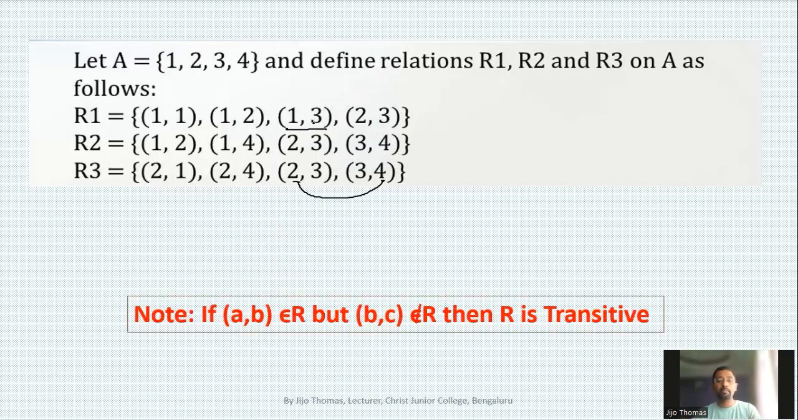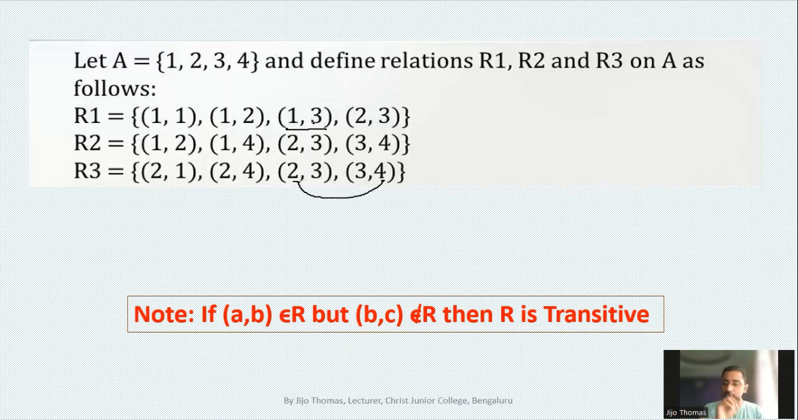If AB is there but there is no BC, then no need to check for that. That is neglected. No need to check for AC because there is no BC. So AB, BC, then only we check for AC. If AB is not there or BC is missing, then I can say that it is transitive. We don't have to check the then condition. If the first one is satisfying, then only we have to check the second one. If the first one is not satisfying, there is nothing to check. Hope that part is clear.